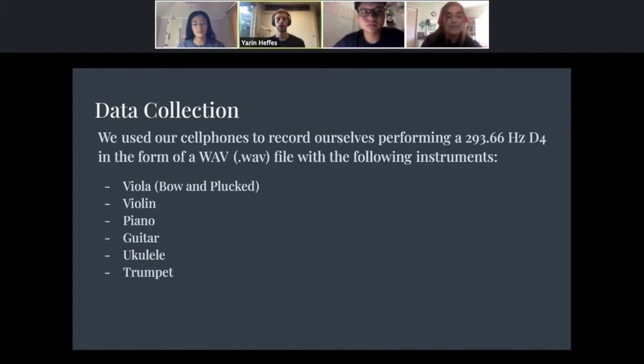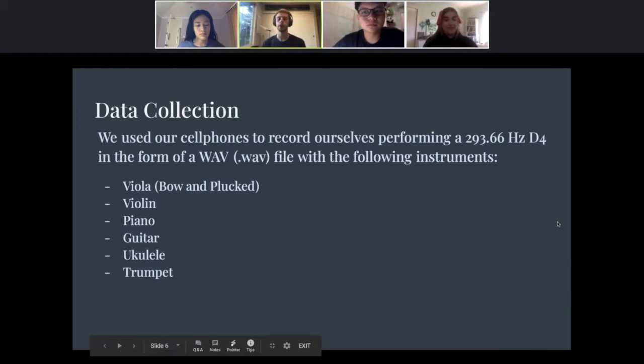In collecting our data, we tuned each of our instruments to record a note D4 at 293 Hz, saving the audio as WAV files. We collected recordings for the violin and viola, as well as the piano, guitar, ukulele, and trumpet.